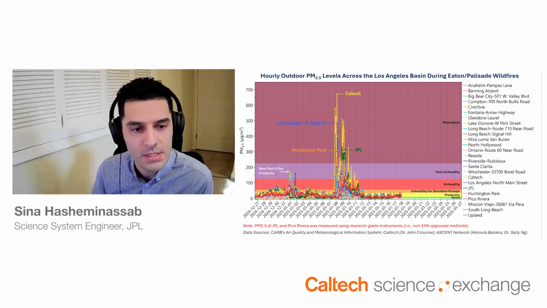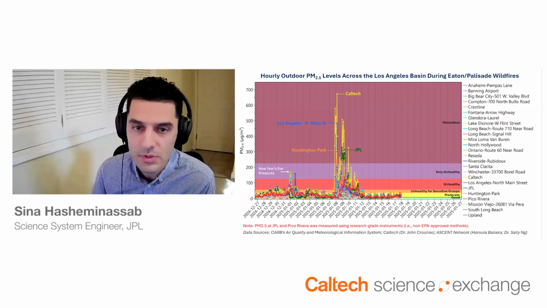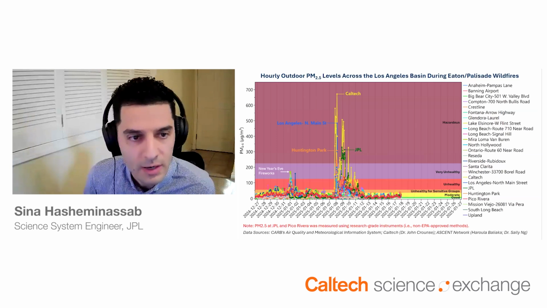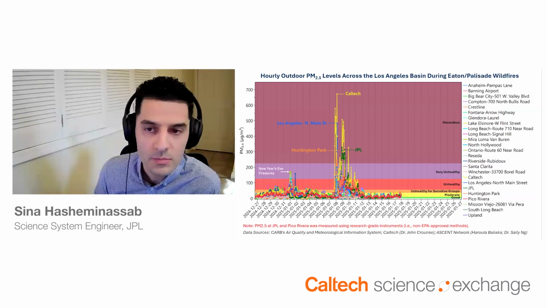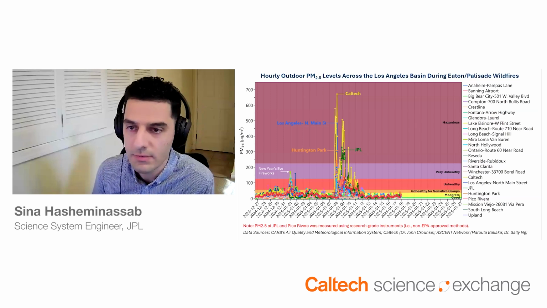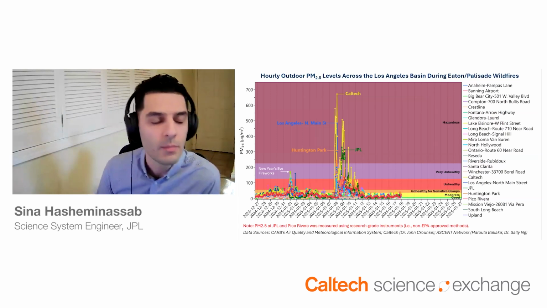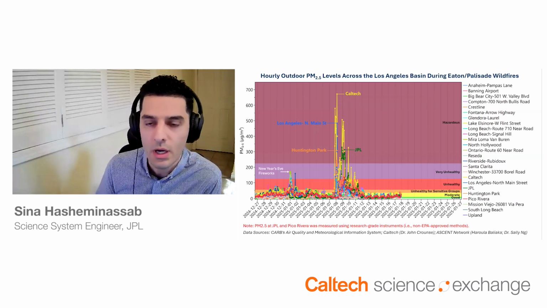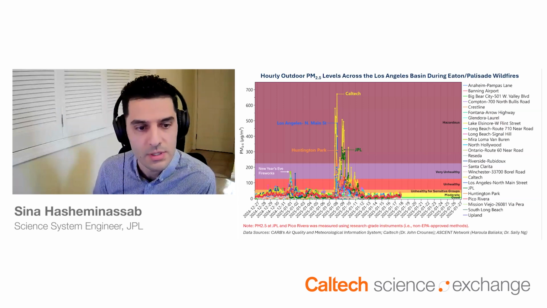we see that a number of monitoring sites recorded highly elevated PM 2.5 levels well into the hazardous region. The maximum PM 2.5 level was measured at Caltech's campus, with the peak of PM 2.5 exceeding 650 micrograms per cubic meter. Around the same time, the two other monitoring sites, one in downtown LA on North Main Street and the other one in Huntington Park, also recorded elevated PM 2.5 levels.